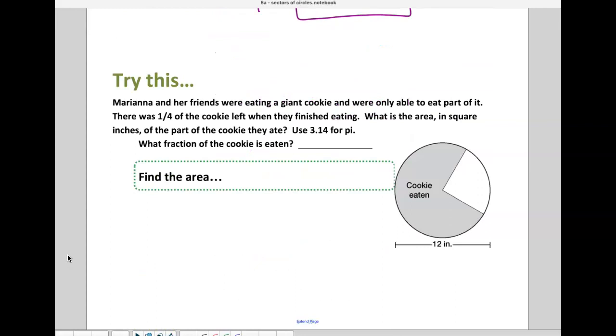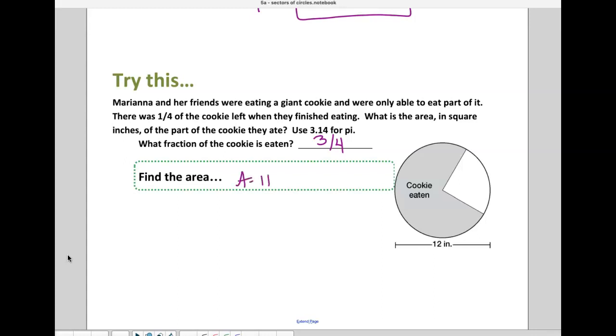Okay, Mariana and her friends were eating a giant cookie. They were only able to eat part of it. There was 1/4 of the cookie left when they finished eating. What's the area of the part of the cookie they ate? What fraction of the cookie did they eat? If there was 1/4 left, how much did they eat, Isaac? 3/4. So 3/4 of the cookie is eaten. We want to find the area of 3/4. So we're going to start by finding the whole area.